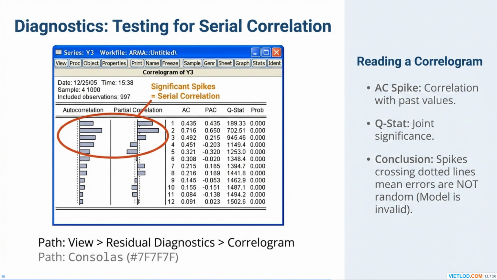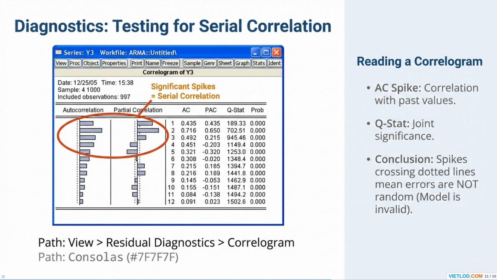To effectively diagnose whether our model suffers from serial correlation, we utilize a crucial tool, the correlogram. This chart visualizes the autocorrelation, or AC, and partial autocorrelation, or PAC, of the model's residuals across various lags. A significant spike in the AC function, extending beyond the dotted significance bounds, strongly indicates that our residuals are correlated with their past values. Simultaneously, the Q statistic and its associated p-value provide a formal joint test for serial correlation. If these p-values are small, typically less than 0.05, we formally reject the null hypothesis of no serial correlation.